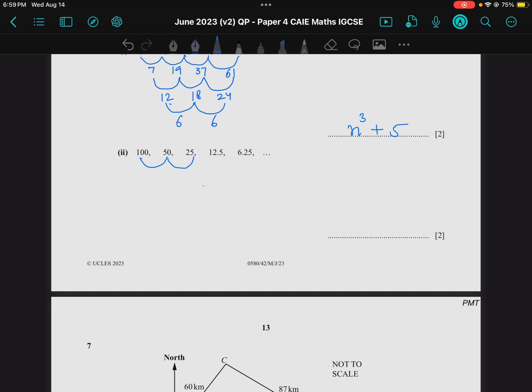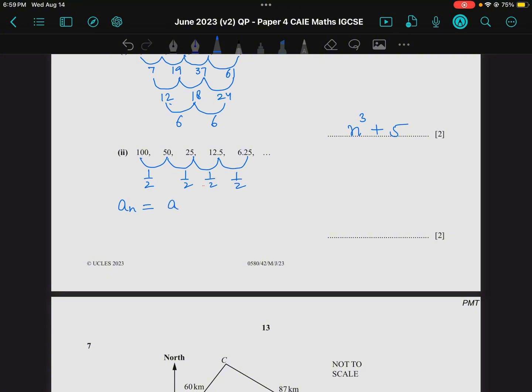When you see here, it is the division formula. 50 divided by 100 will give me 1 upon 2. 25 divided by 50 is also 1 upon 2. 12.5 divided by 20, this is the half one. Okay, so this is also half. That means a_n is equal to what?